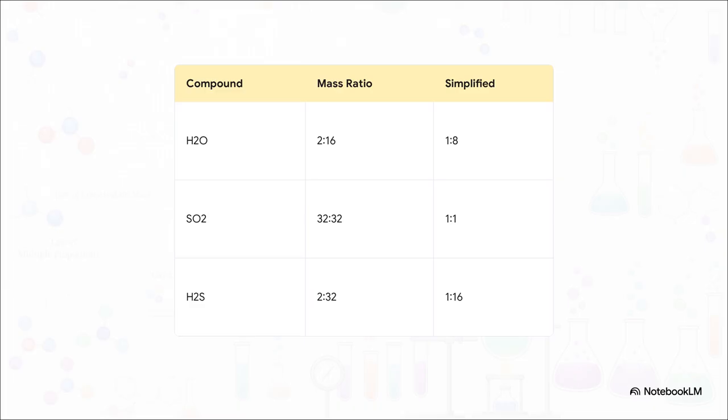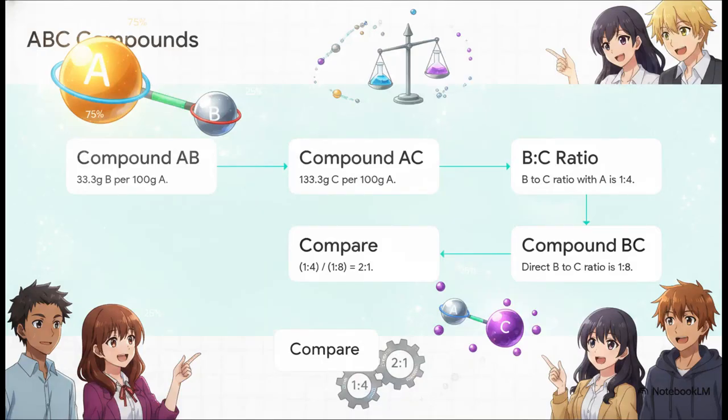Finally, compare our two final ratios, 1 to 8 versus 1 to 16. They are simple multiples of each other. It's a perfect 2 to 1 relationship. Let's lock this in with a generic ABC percentage numerical just to be absolutely sure we've got it.